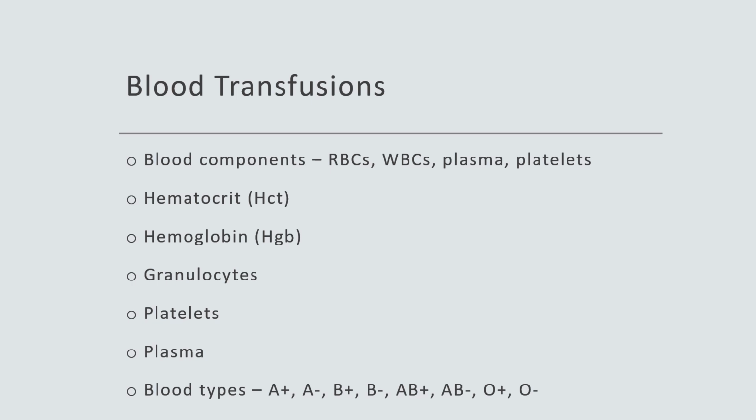The body contains approximately 5 liters of blood. The volume of whole blood is divided into two components, cells and liquid or plasma. The cellular portion of blood contains red blood cells, white blood cells, and platelets, and this is approximately 40% of the blood volume. The plasma or the liquid is the remaining 60% of the blood volume.